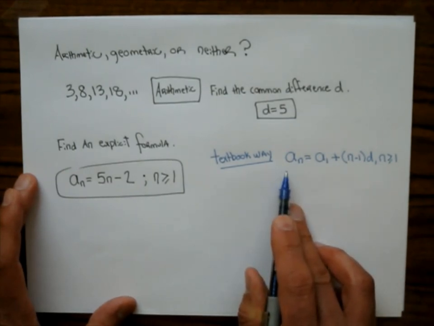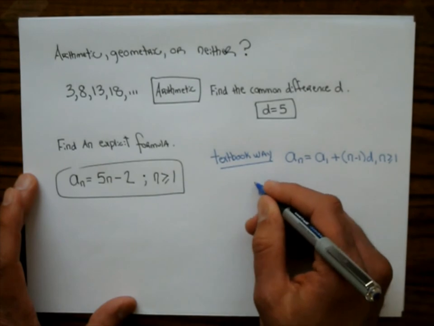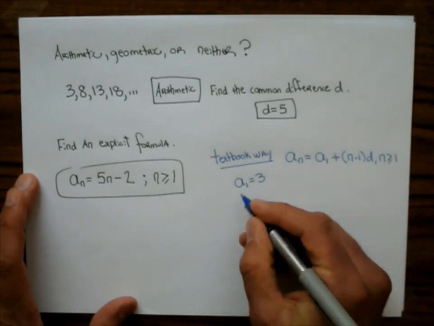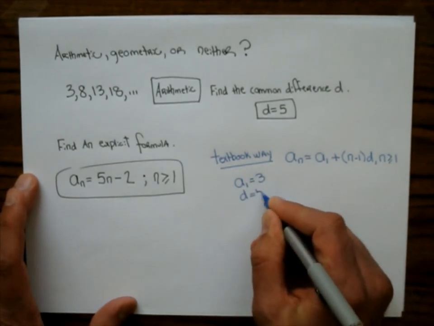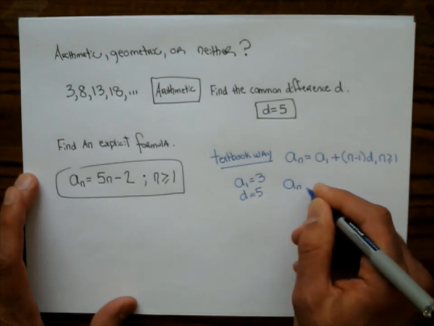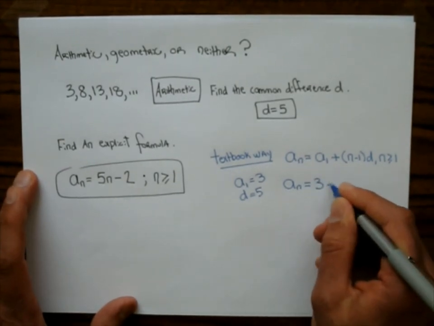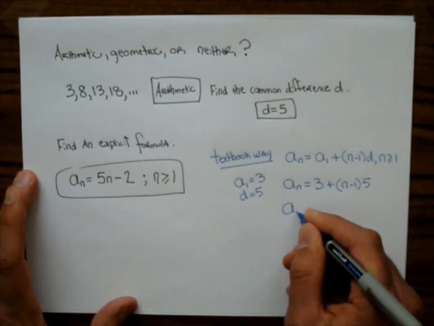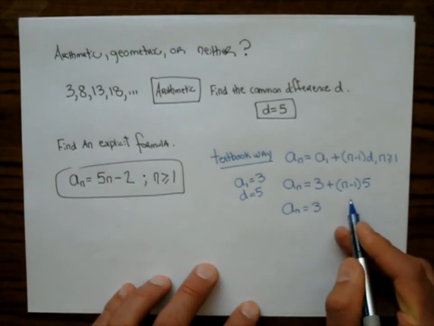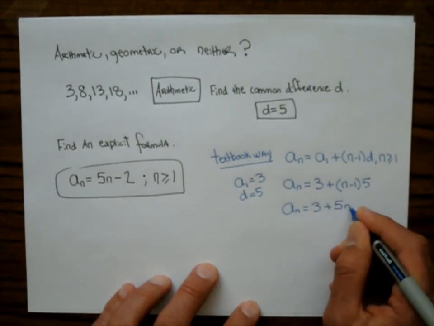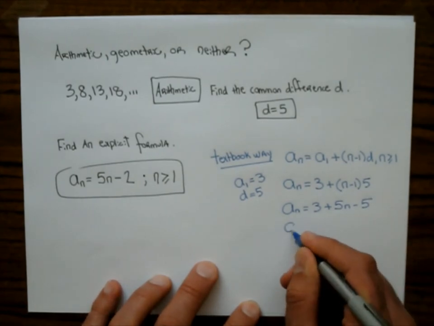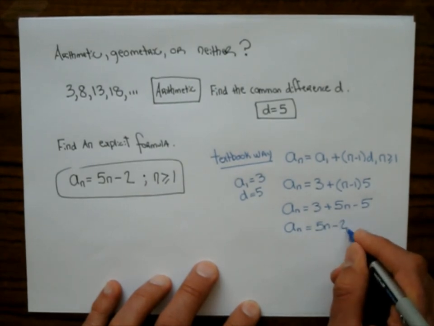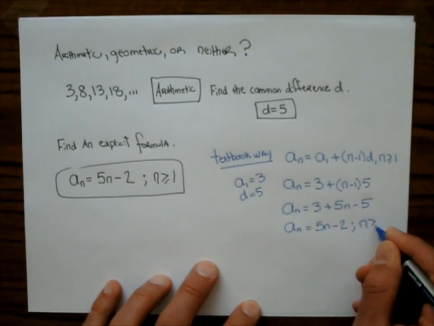Okay, so you have to say, well, what is the first term? You have to say, look, a1 is 3, and d, we already know, is 5. We just look right above. We're going to plug that into the formula. a sub n equals 3 plus n minus 1 times 5. a n equals 3, distribute the 5, so plus 5n minus 5. a n equals 5n minus 2. And this is for n greater than or equal to 1.